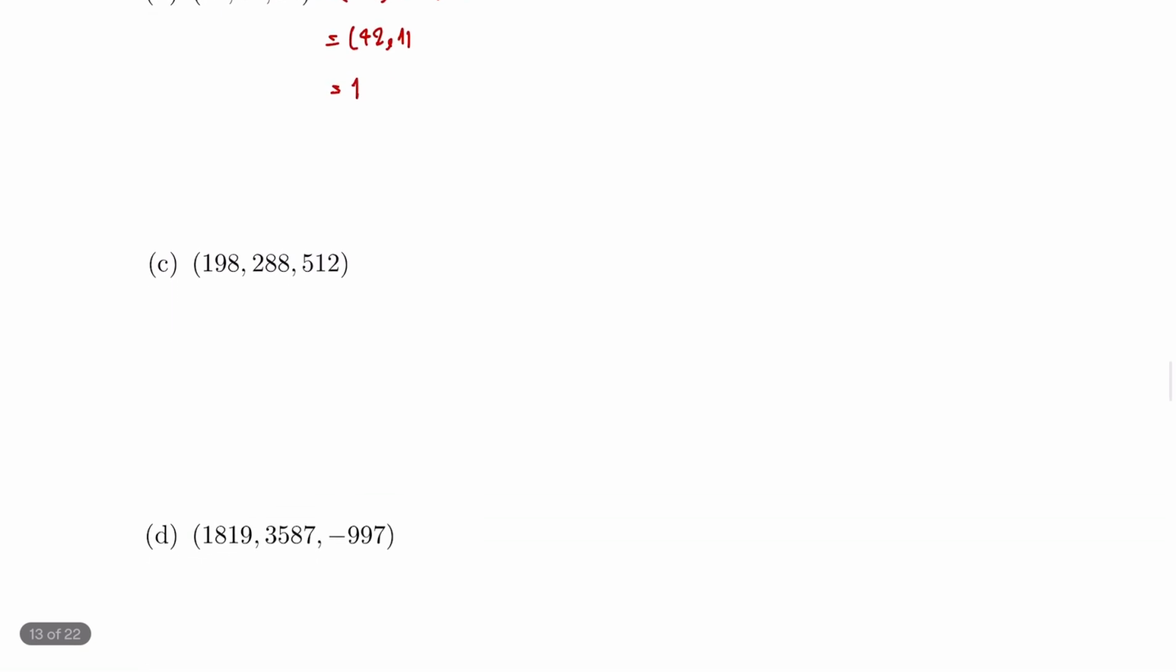And this one right here, what can we do? The greatest common divisor of 198, 288, and 512. I think we can start with the first two. So we're gonna have the greatest common divisor of 198, 288, and 512.